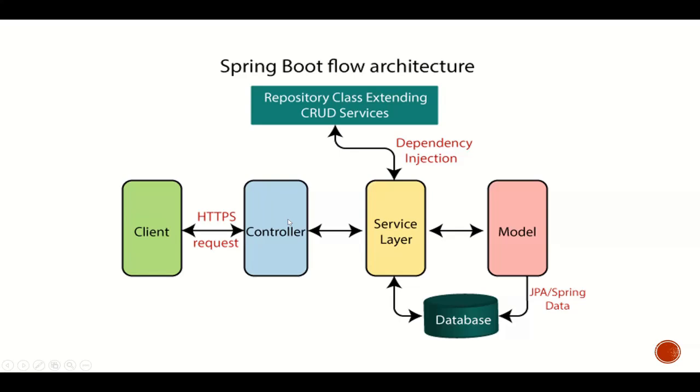The controller is purely connected with the service layer, which is connected with your repo class, right? Through DI we are interacting with those repos, and further it is connected with your database also, wherein via the model it is giving your JPA, or you can say Spring based data, towards your service layer. That's the basic architecture, I would say, right?